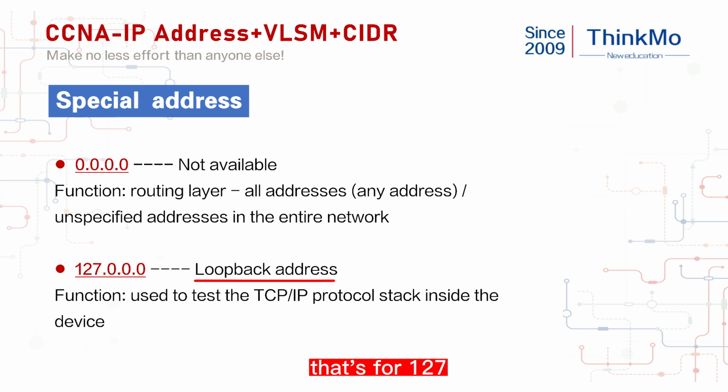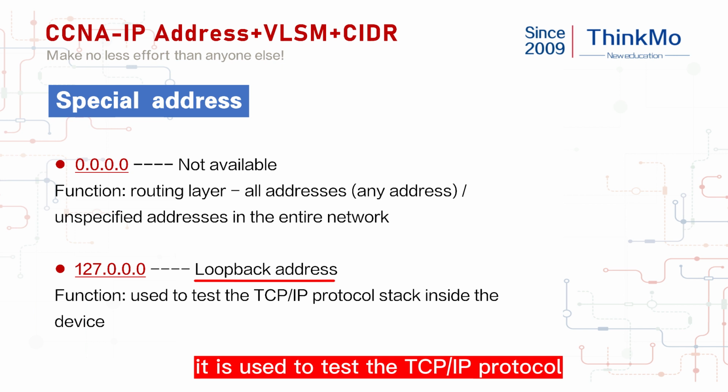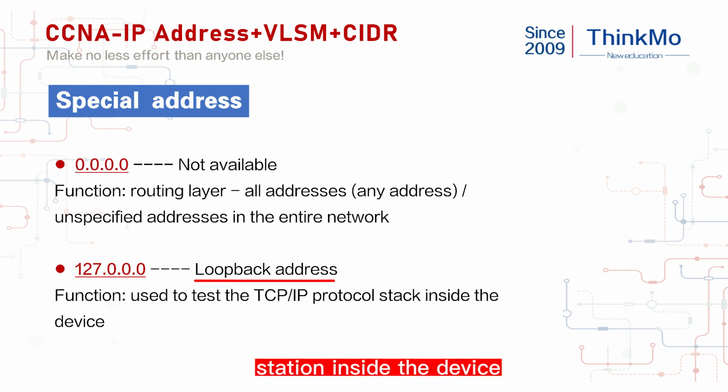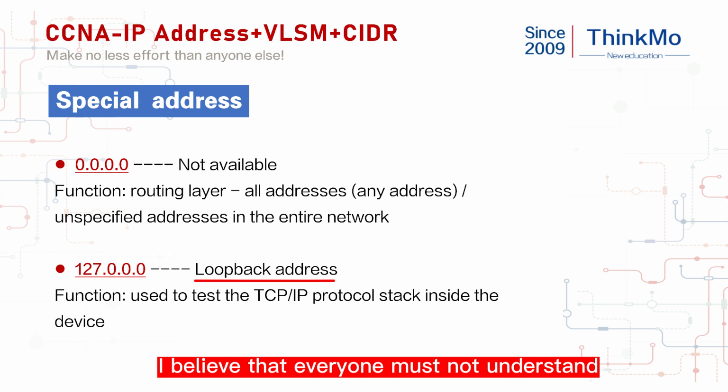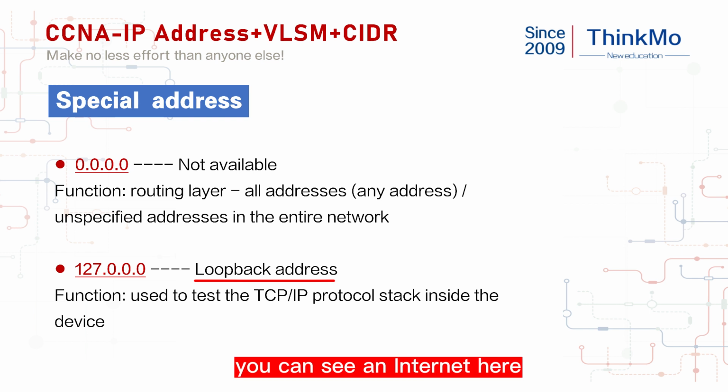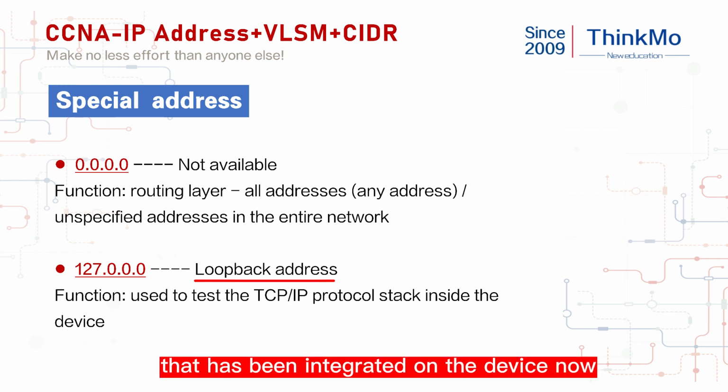That's for 127. It is used to test the TCP/IP protocol stack inside the device. I believe that everyone must not understand. Let's go back to the picture we just made. You can see an internet here. Write TCP/IPv4 behind it. This is a protocol stack that has been integrated on the device now.